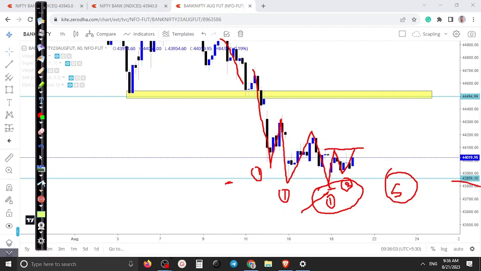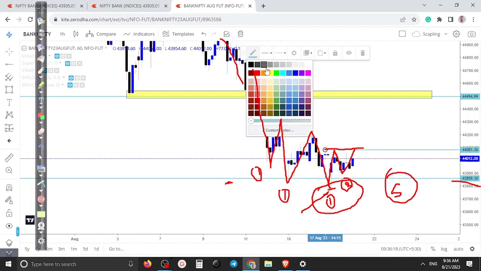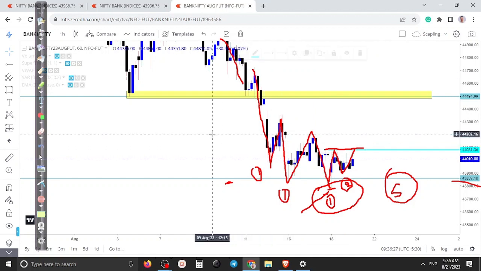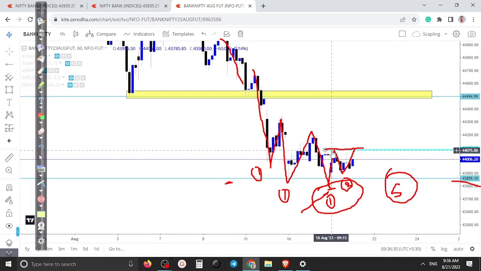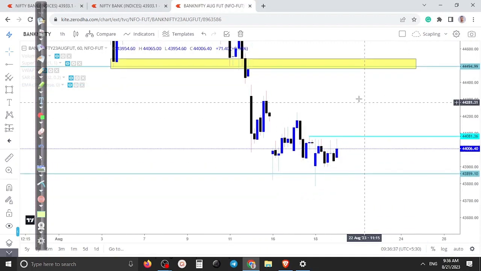Let me show you the level. Perfect. Then let me make it a little bit thicker, and let me change the color. I like this one. Perfect. So I need a breakout. Let me show you. Let me clear this chart first.